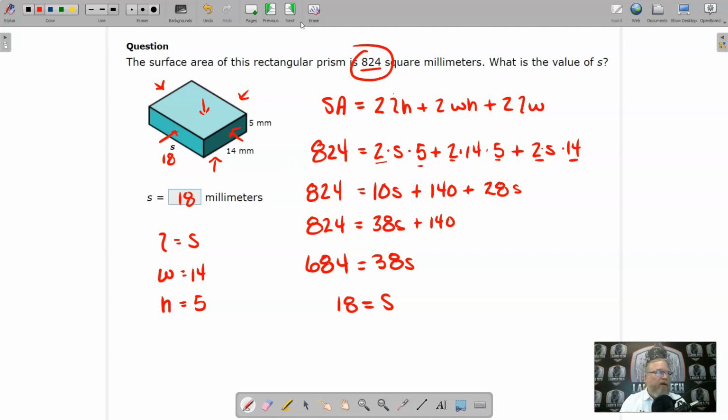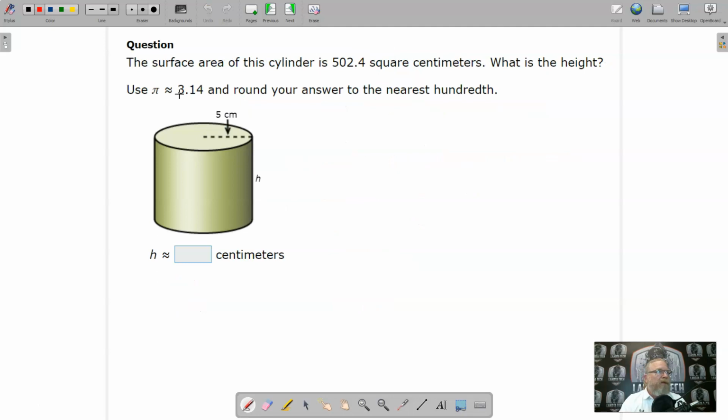The next one, surface area of a cylinder is 502.4 square centimeters. What is its height? And again, use 3.14 and round your answer to the nearest hundredth. So let's go with surface area of a cylinder. So we know that it is 2 times the area. So it's going to be 2 times pi r squared.